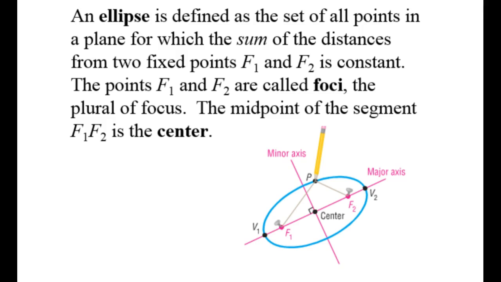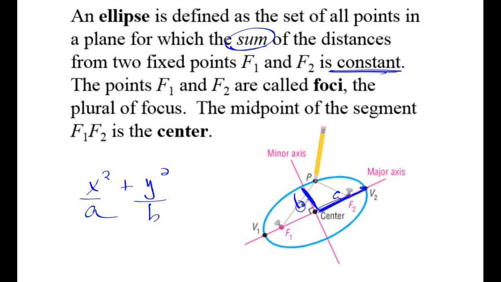And the sum of this distance from the two fixed points is a constant sum. So that's kind of where we get the x squared plus y squared. And we have some a distance, which is the distance from the center to one of the vertices. And we have a b distance.